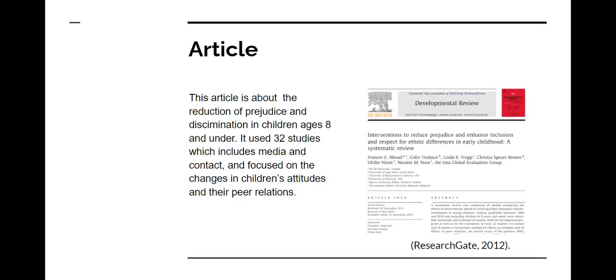For the scholarly journal article, we chose an article from Developmental Review titled Interventions to Reduce Prejudice and Enhance Inclusion and Respect for Ethnic Differences in Early Childhood, a Systematic Review. And that's a clip of the article there, taken from ResearchGate, 2012. So just to recap, this article is about the reduction of prejudice and discrimination in children ages 8 and under. It used 32 studies, which include media and contact, and focused on the changes in children's attitudes and their peer relations.